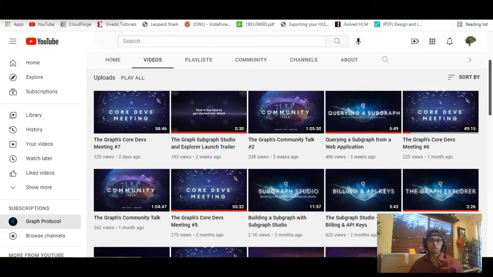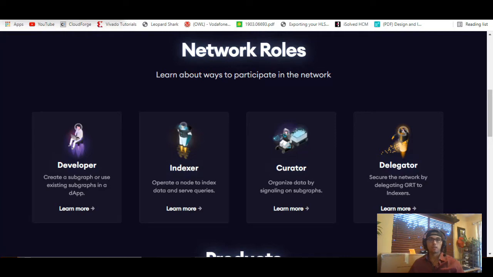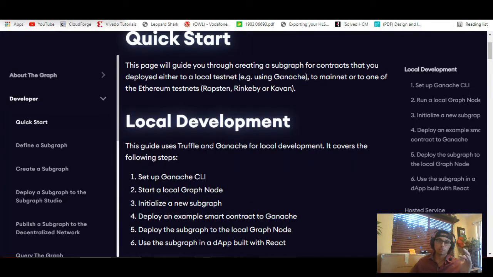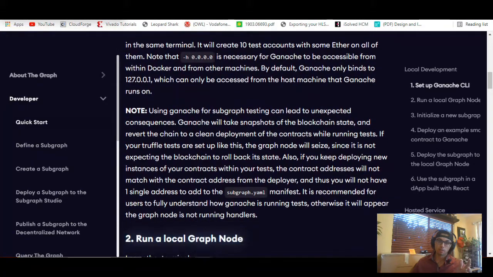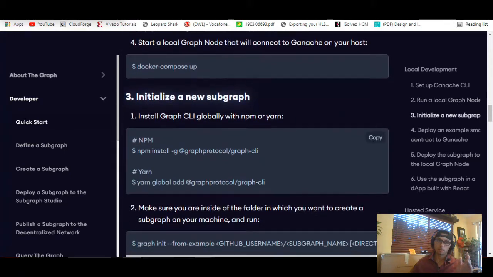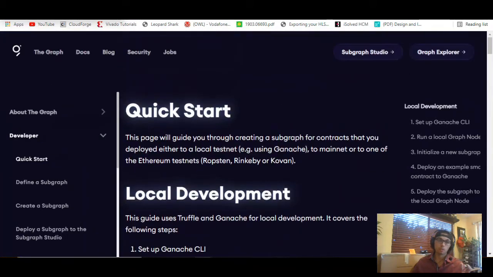All right, so let's just jump into the documentation. The Graph basically defines four major roles. They also define some other roles sometimes, which I'm not super clear on, but it'll probably come up later. When you're a developer, here's the documentation I was talking about. They tell you how to do everything, and this is very valuable. It's very useful when you're thinking about how platforms can expand and support development. This is one of the biggest things.